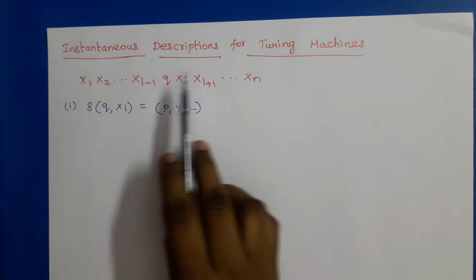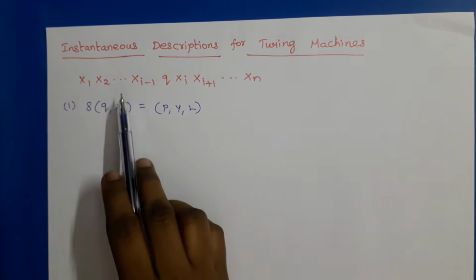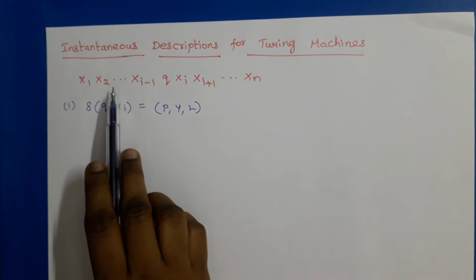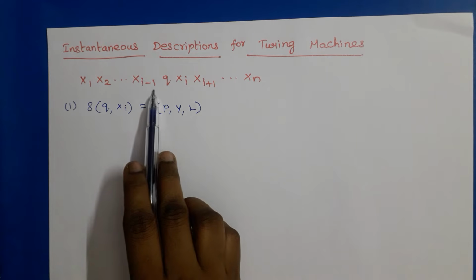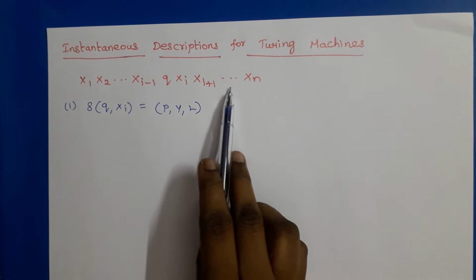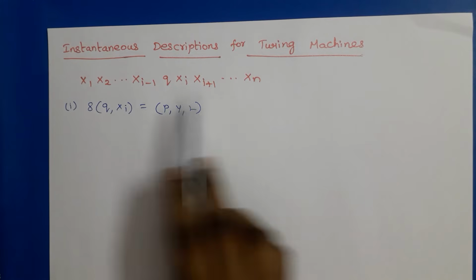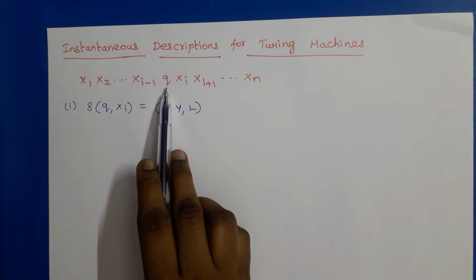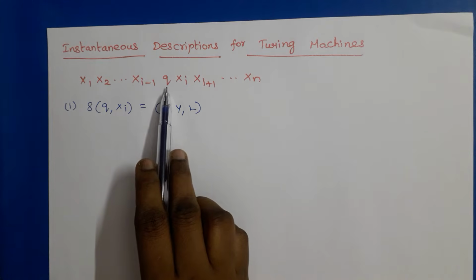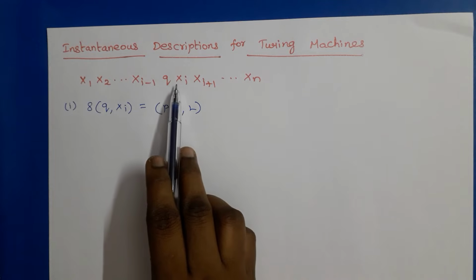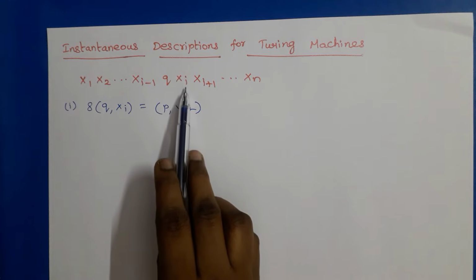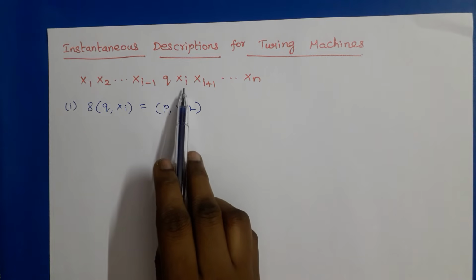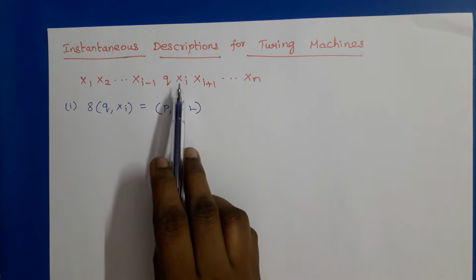The next one is instantaneous descriptions for Turing machines. We use a string to represent instantaneous descriptions. So here x1, x2, dot dot dot up to xi-1, q, xi, dot dot dot up to xn. And here the current state of the Turing machine is q, and it is written before xi. The meaning is the tape head is now scanning xi, the ith symbol from the left end. So q is the current state and xi is the current tape symbol.